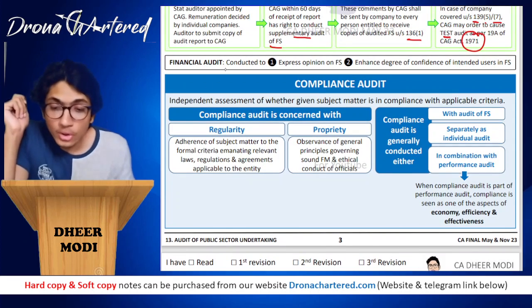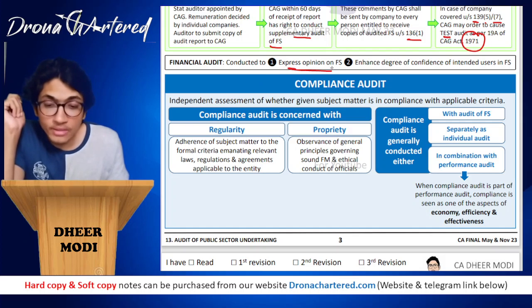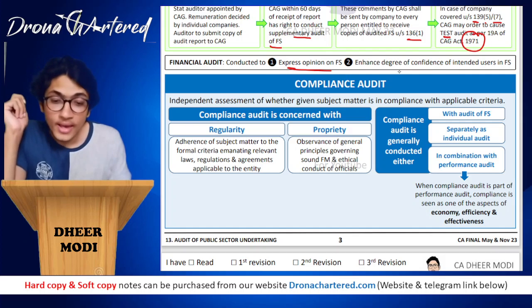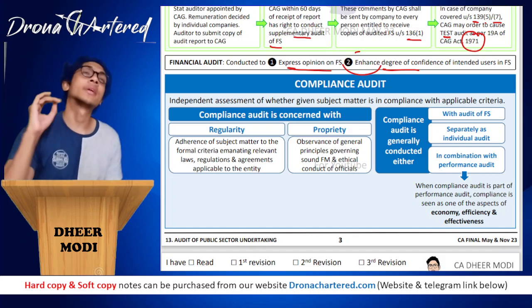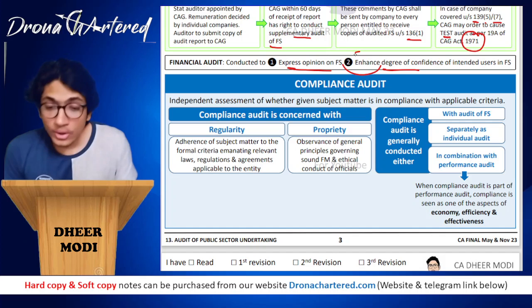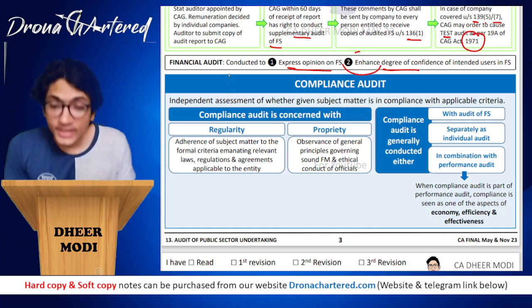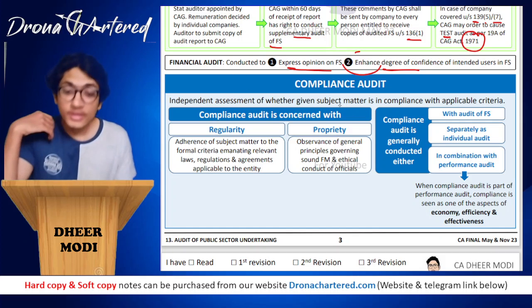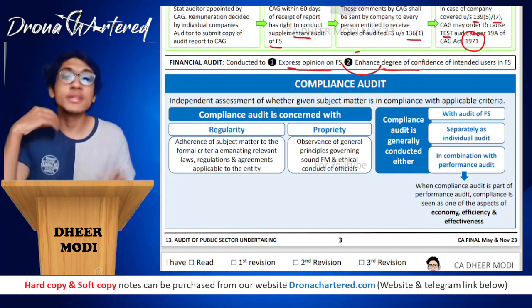So your financial audit is conducted to express an opinion on financial statements and enhance the degree of confidence of intended users in your financial statements. That is your financial audit. Next is your compliance audit. So it is an independent assessment of whether a given subject matter is in compliance with the applicable criteria.